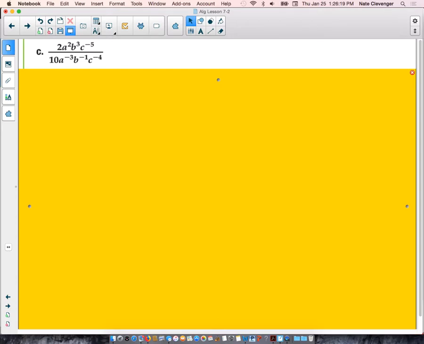How are you doing? Because the answer's right there. Oh wow. But you can still try to work it out yourself. Subtract the exponent that's on bottom from the exponent that's on top.